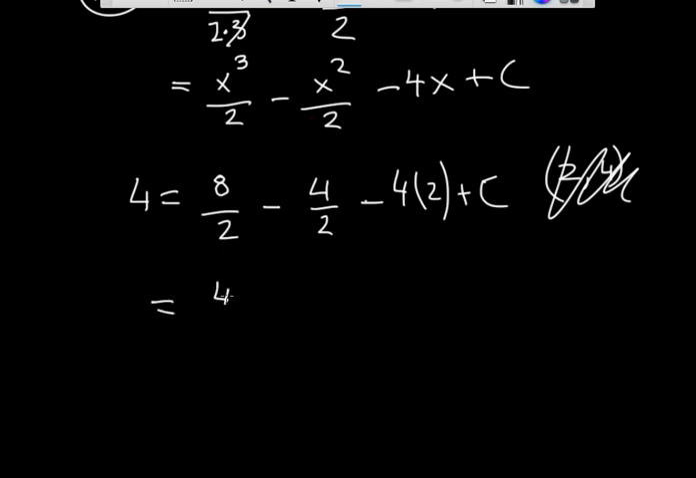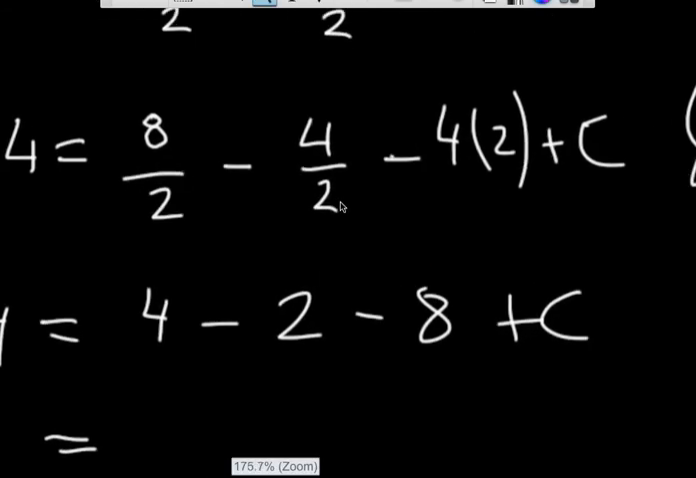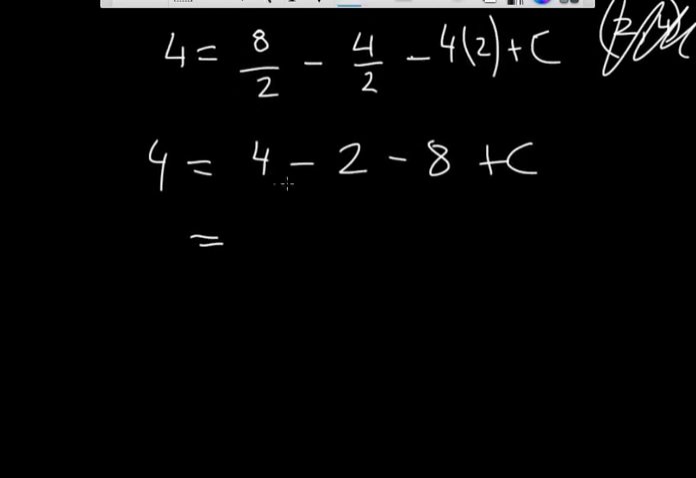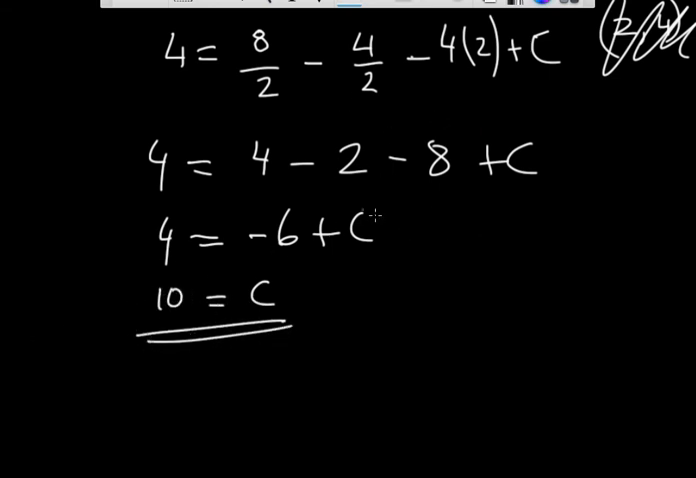So 8 over 2 is 4, 4 over 2 is 2, this is 8 plus c, this is 4. So I pass everything to the left hand side. But let me simplify this first. 4 minus 2 is 2, 2 minus 8 is minus 6. So minus 6 plus c is 4, therefore c has to be equal to 10, and I pass the 6 to the other side. And that's the whole question done.